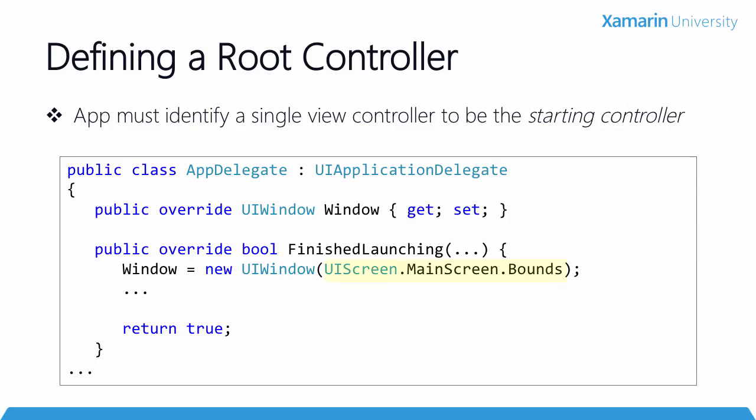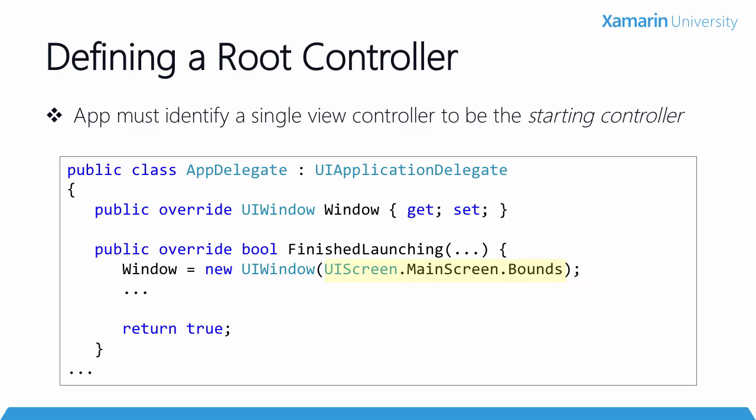Now, UIWindow must be passed a rectangle to define the area that it's capable of drawing into. And typically what you'll want to do here is use the entire screen. And so this is defined by a static property on the UIScreen class called mainScreen.bounds. This gives you a rectangle from 0, 0 to some coordinate that defines the width and height of the screen. And so we just pass this rectangle into the constructor for UIWindow to define exactly what its drawing dimensions will be.